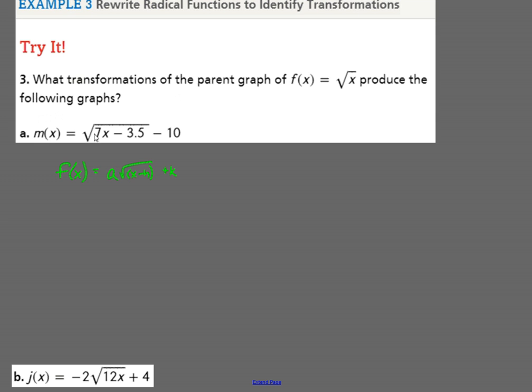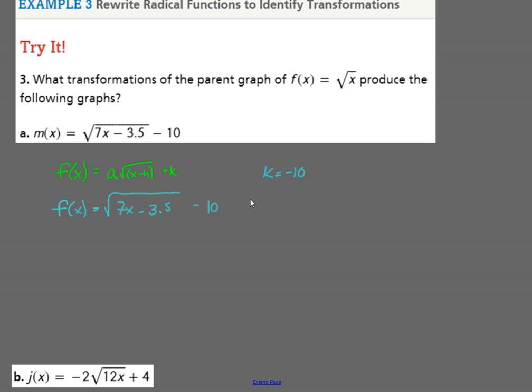Now, we need to make this function look like that. So right now I don't have an a, I do have a k, and it looks like I have an h, but really I have something in front of the x, which is a 7. So when I rewrite this, I get f of x equals, and I don't have an a yet, so I'm going to leave it. I'm just going to rewrite this for a second. 7x minus 3.5, and that minus 10 is all the way out here. So here k is a negative 10.